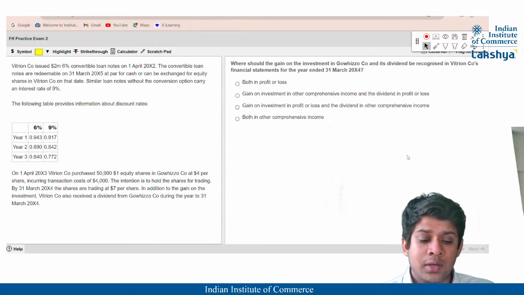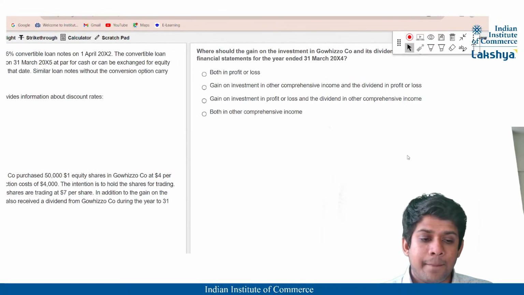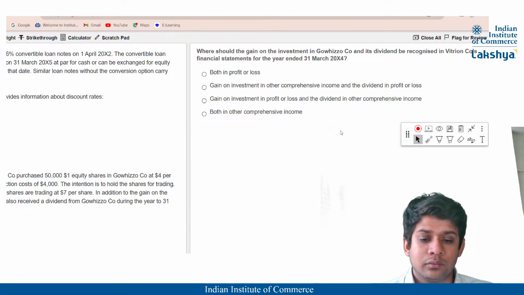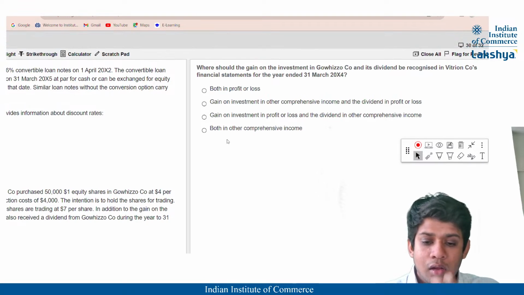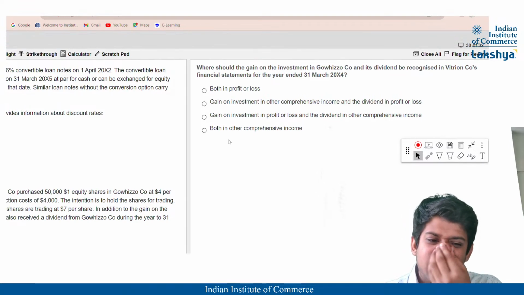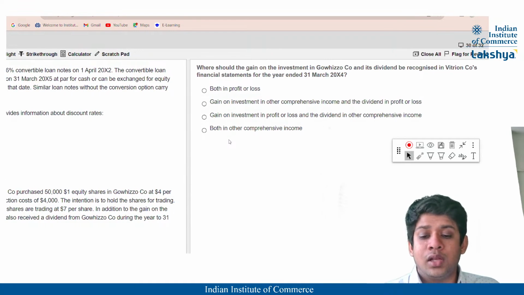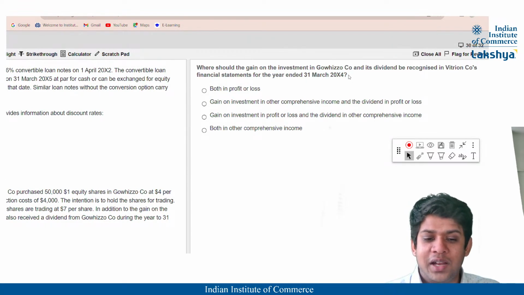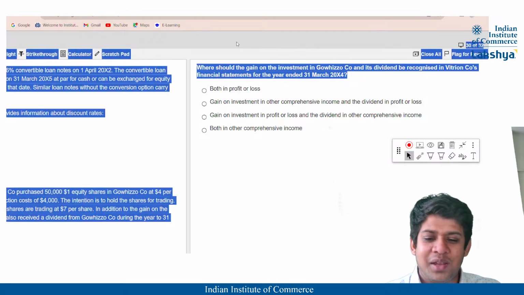Moving on to the next question. Okay. So this is the last question that we are doing for the whole mock paper. Now we'll just read through it. Hopefully we get full marks for section A and section B.